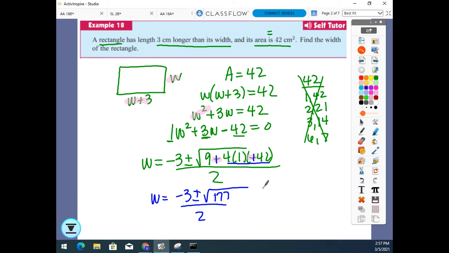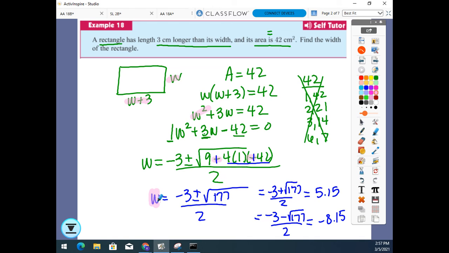Let me write it out this way. I'm going to do 2 equal signs. Negative 3 plus the square root of 177 divided by 2. And you plug all that into the calculator. I get 5.15. If I do negative 3 minus the square root of 177 divided by 2, I get approximately negative 8.15.